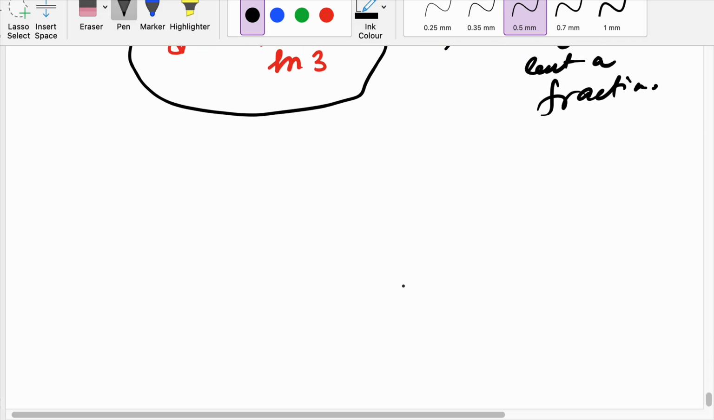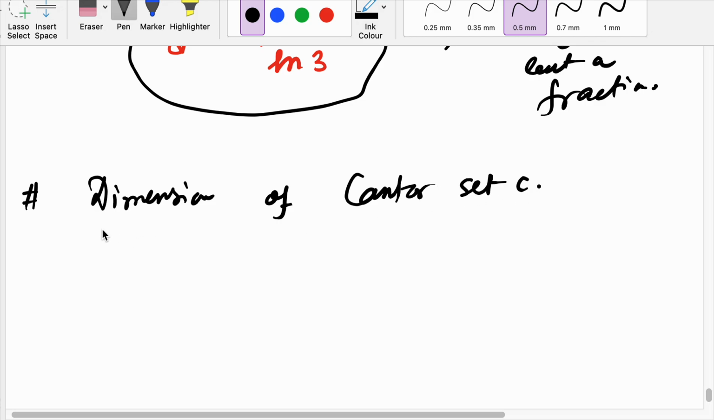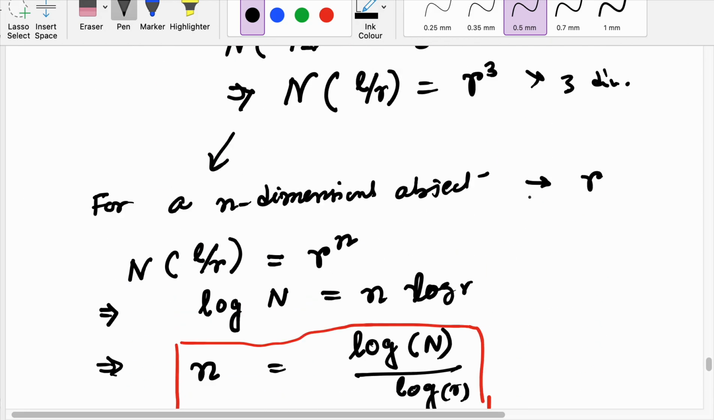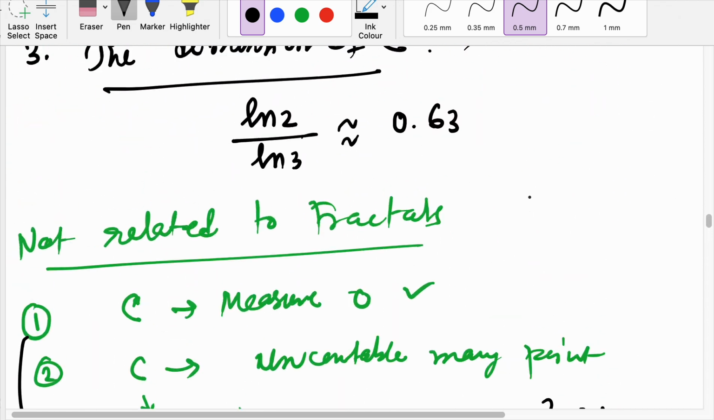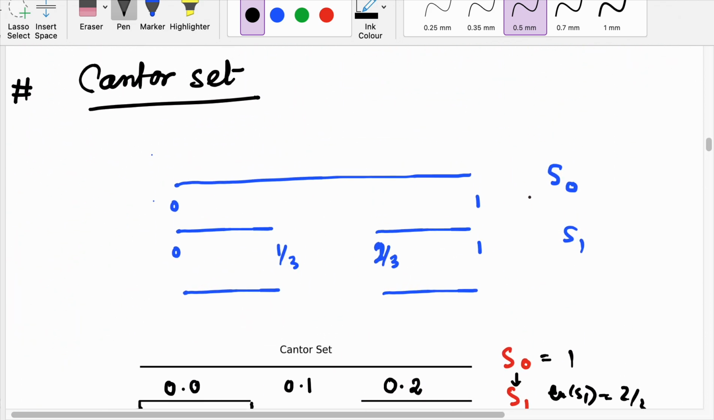Now let's check the dimensionality of the contour set C. So let us bring the contour set. It is simple again. Suppose this is not actually the contour set but the property holds to infinity, which I am going to say. Suppose this is the whole picture.